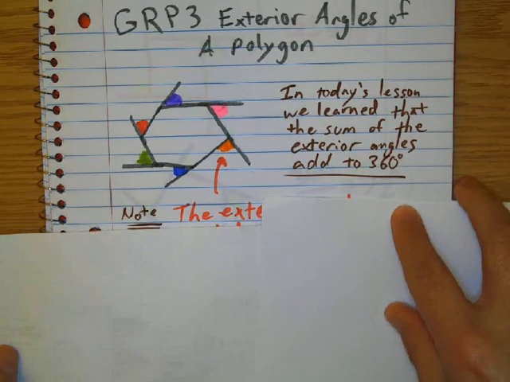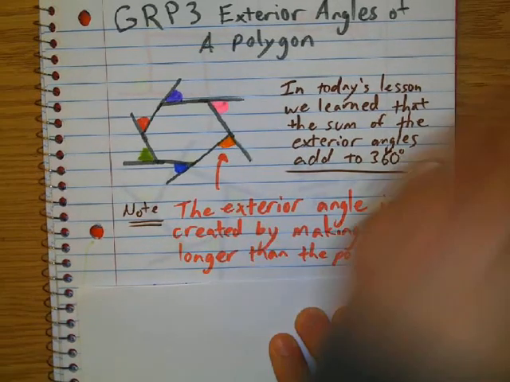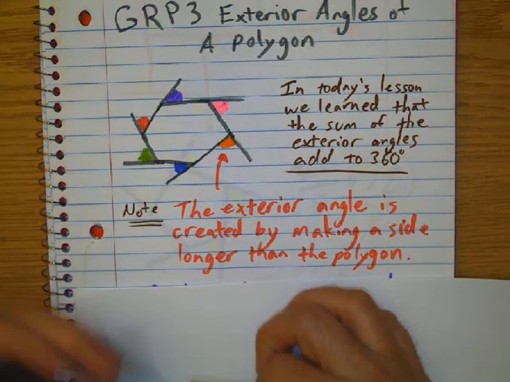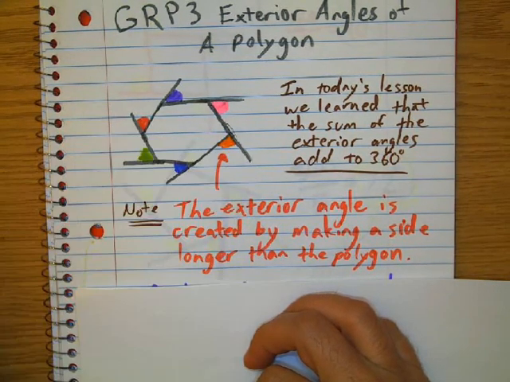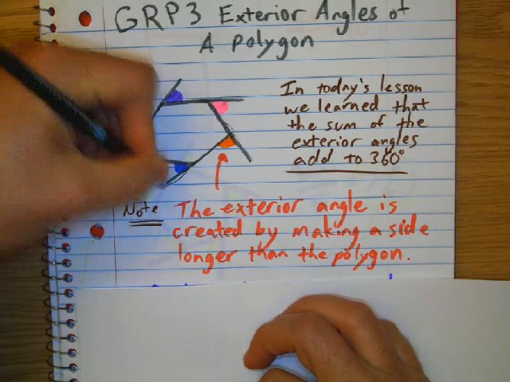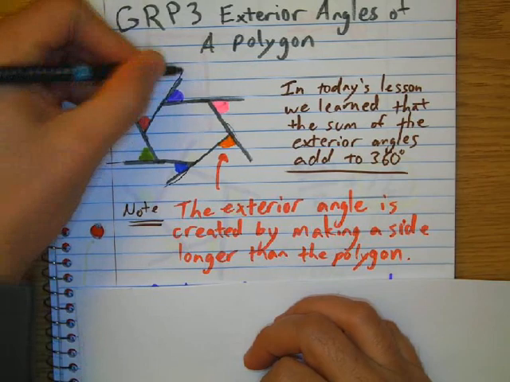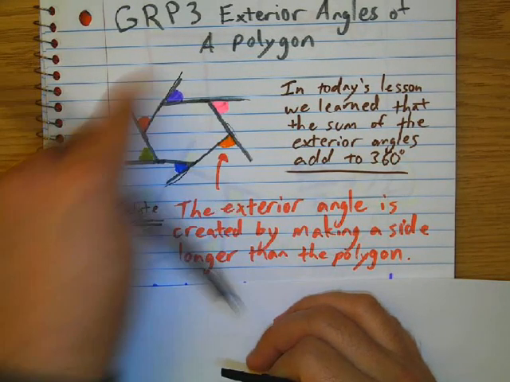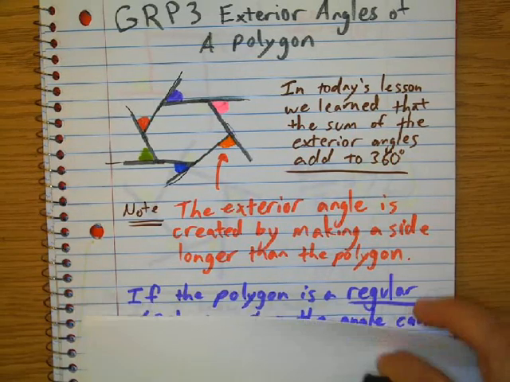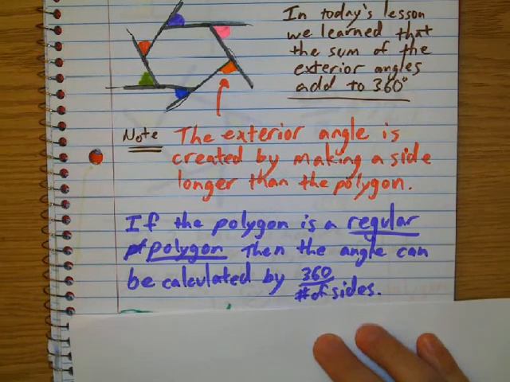Desmos activity. So an exterior angle is created by taking one of the sides, like this side for example, and just extending out the line a little bit further. And that's how you can make your exterior angle, by just extending the line out in one direction of one of the sides.